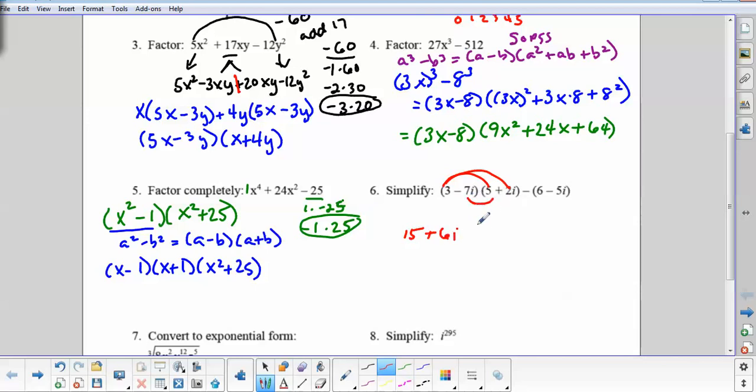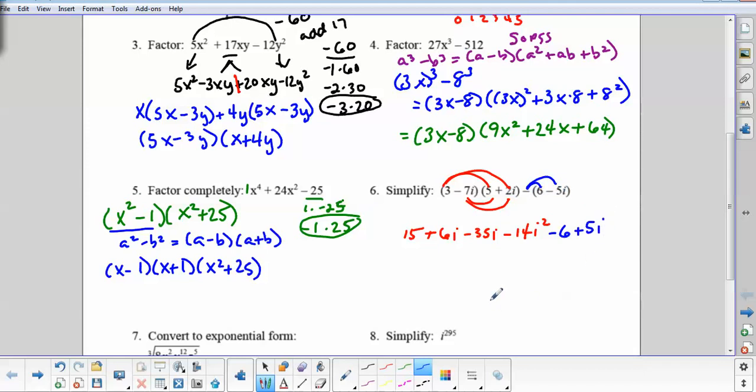Inner and last. So negative 35i minus 14i squared. Alright, then I need to distribute the subtraction to the 6 and to the minus 5i. So that gives me minus 6, and minus negative makes a plus 5i.